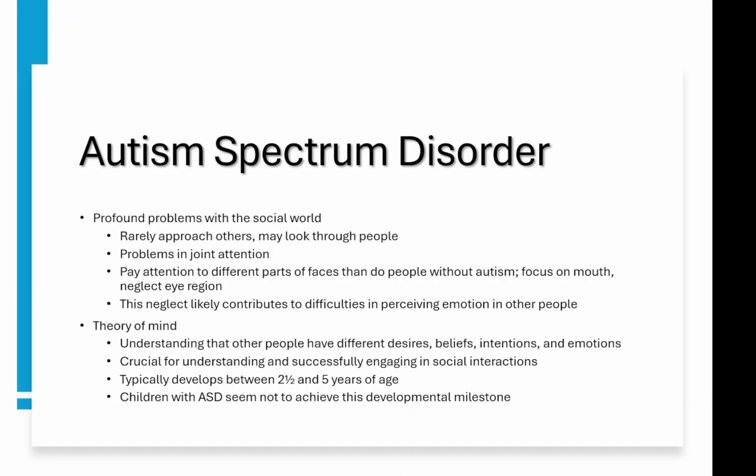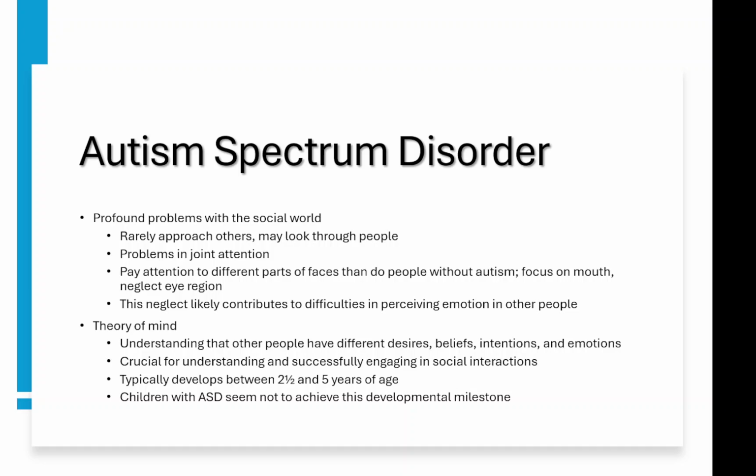Autism spectrum disorder is associated with significant challenges in navigating the social world. A difficulty often referred to as the theory of mind refers to a person's ability to understand that others have different thoughts, desires, beliefs, and emotions.